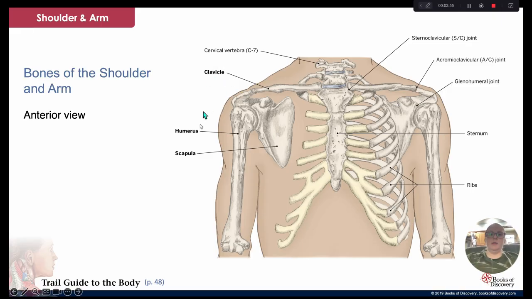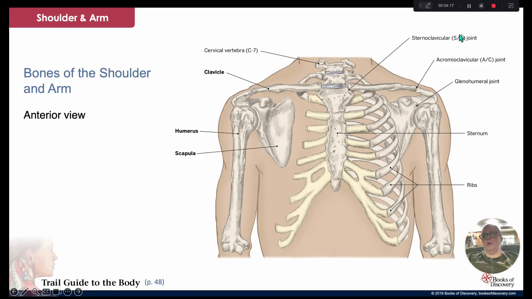So in this picture, the main bones that we're going to be talking about today are in bold. So your clavicle, which is your collarbone, medical term is clavicle. Your humerus, which is your upper arm bone here. And then your scapula is your shoulder blade.